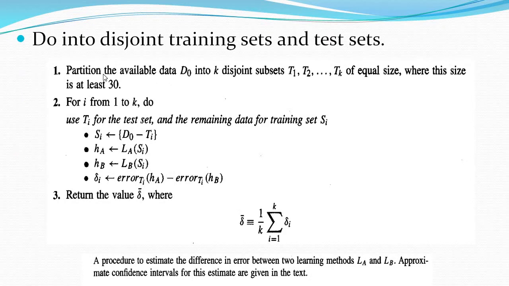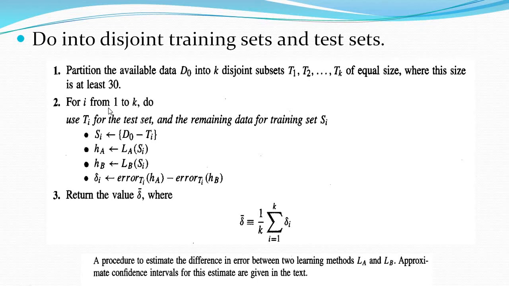Here is the step-by-step algorithm procedure. Partition the available data D0 into K disjoint subsets. It is divided into different subsets of testing sets and training sets. The number of disjoint subsets is represented with K. The thumb rule condition is that each subset should contain at least 30 examples.